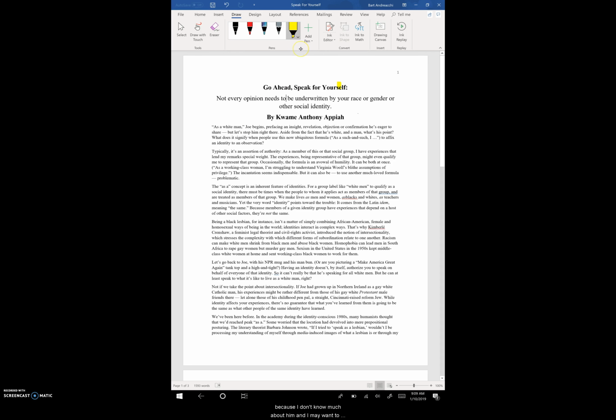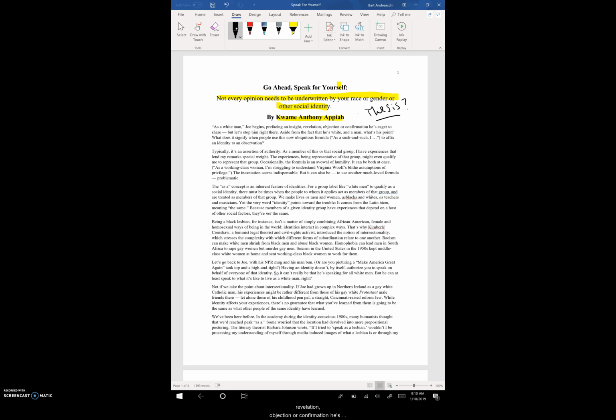So the first thing I want to do is highlight the name of my author here, Kwame Anthony Appiah, because I don't know much about him and I want to learn more. And then, secondly I should say, I'm going to underline this subtitle here that seems to be like a thesis almost, right? Not every opinion needs to be underwritten with your identity. So I'll write thesis? And see if that bears out.